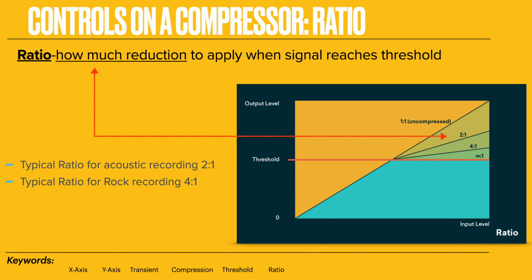The next term is going to be ratio. Now that you've identified with that waveform the threshold, all those peaks and such, you now need to figure out how much of the reduction. So is it going to be 1 decibel, 2 decibels, 5 decibels that are going to go below that threshold? The ratio will determine how much is going to be reduced.